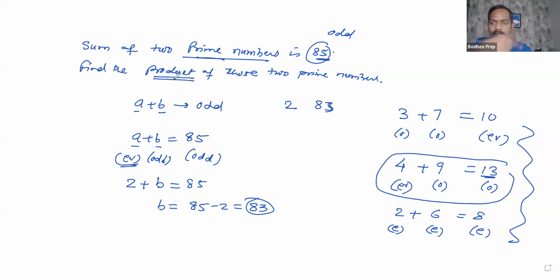We have been asked about their product. Now, what is product? Product means their multiplication. So we have to multiply them. So the answer would be 166. So this becomes your answer, right?